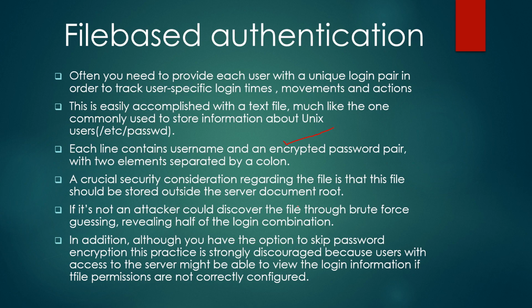With two elements separated by a colon. So basically it would look like this: let's say I keep the username as Kev, and then we will write a colon and then the password. Let's keep the password also as Kev. I'm just taking a random example. So this is how it would look: username, colon, and password. This is how we are going to save each and every login pair in our file.